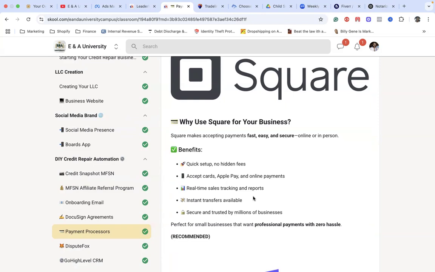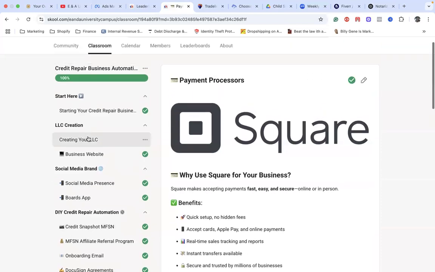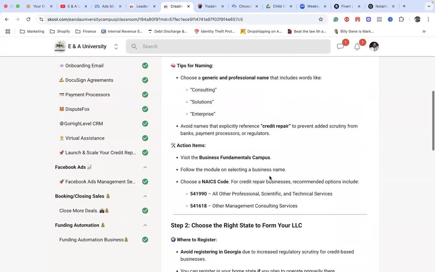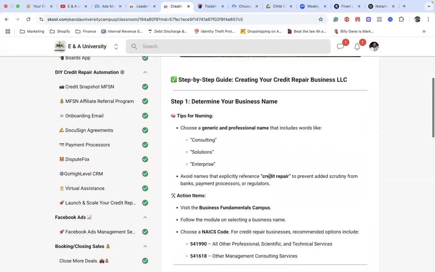It's high risk. Credit repair is considered high risk, and they shut you down if they think you're doing credit repair. Yep. And so what do I teach you to register your business as here under the LLC? Consulting. You don't want to get locked into this credit repair, especially if you're doing a lot of other stuff.